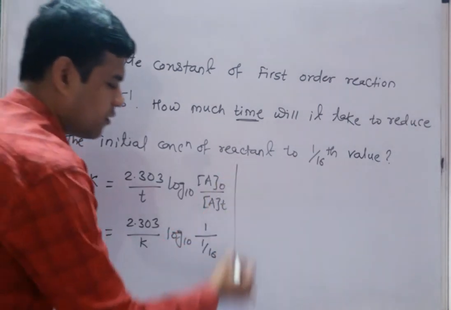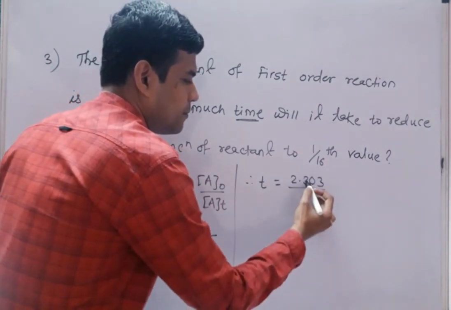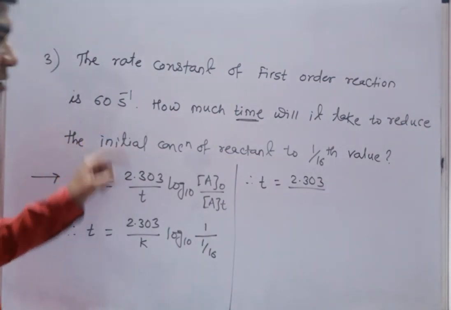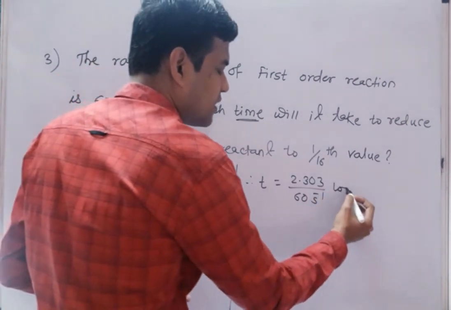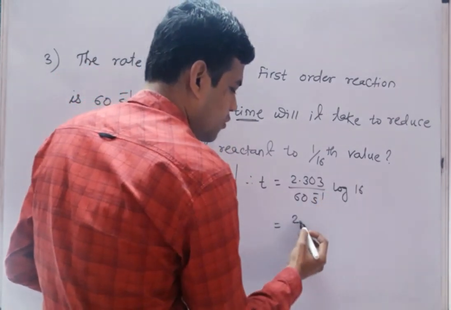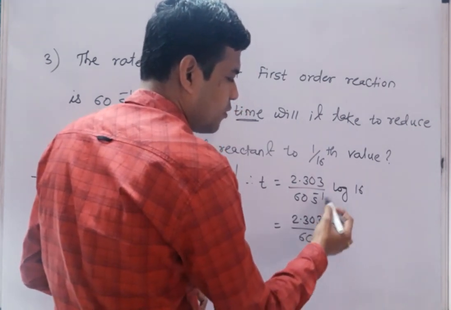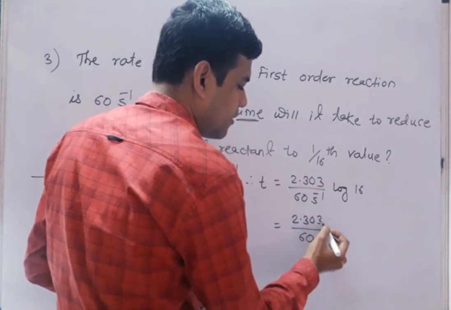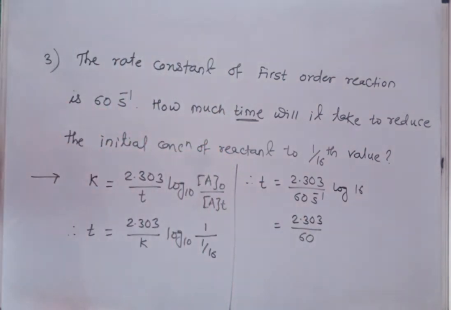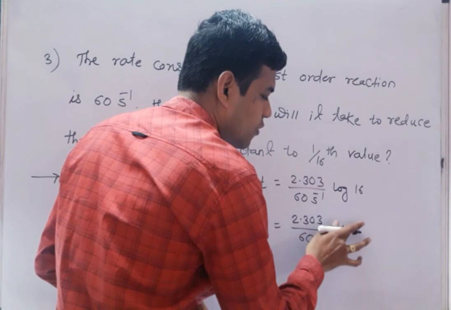ओके, सो therefore t is equal to 2.303 upon K. K की वैल्यू दी है 60 पर सेकंड. ओके, into log of 16, 2.303 upon 60, ये सेकंड में हो जाएगा. ओके, you can write here finally the unit. ओके, log of 16 अगर आपने कैलकुलेट किया यहाँ पे हुआ था 1.2041.